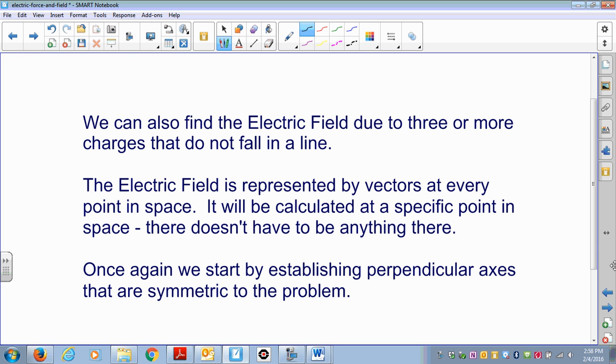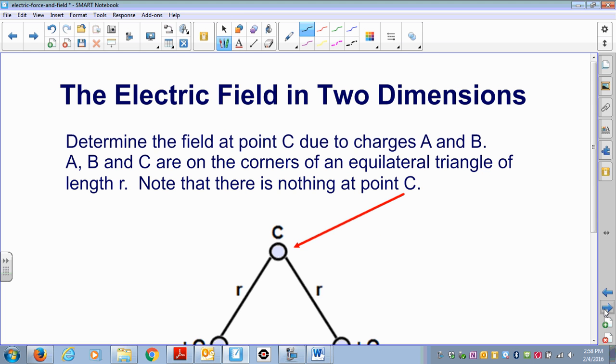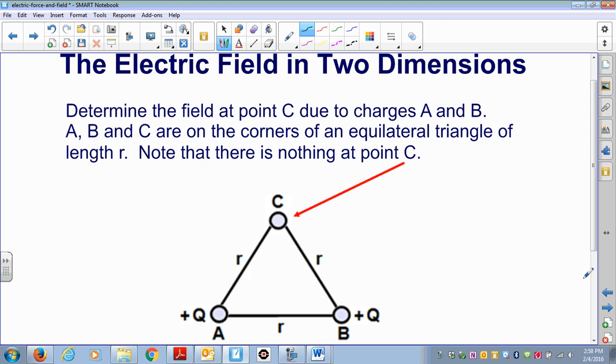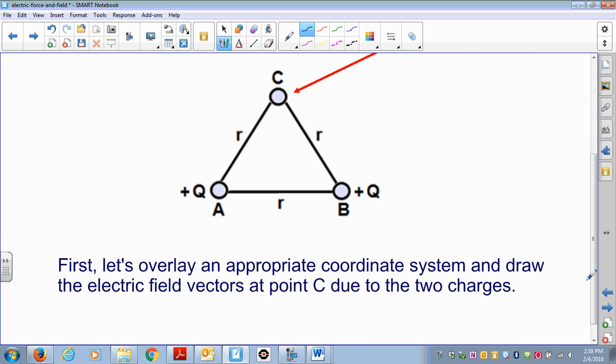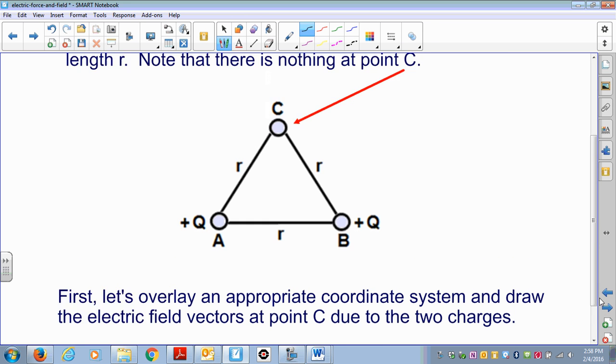Once again, we start by establishing perpendicular axes that are symmetric to the problem. So first, let's determine the field at point C due to charges A and B. A, B, and C are on the corners of an equilateral triangle of length r. Note that there is nothing at point C. First, let's overlay an appropriate coordinate system and draw the electric field vectors at point C due to the 2 charges.